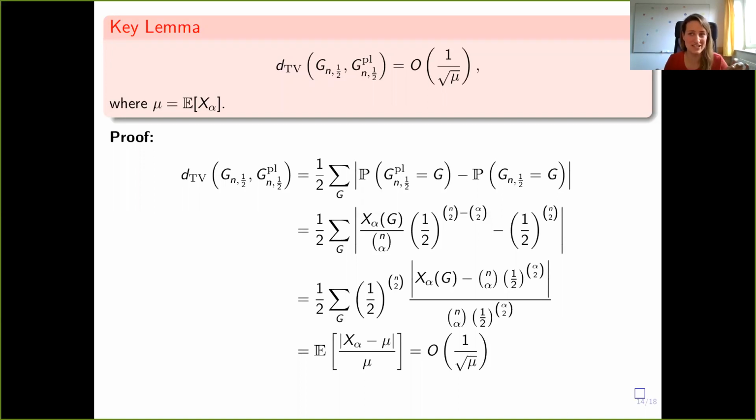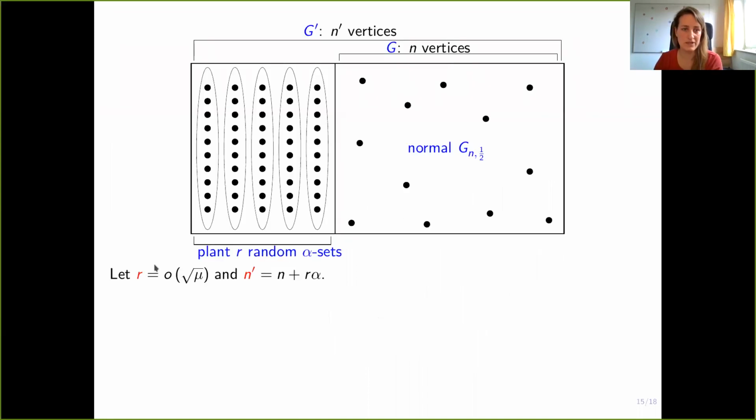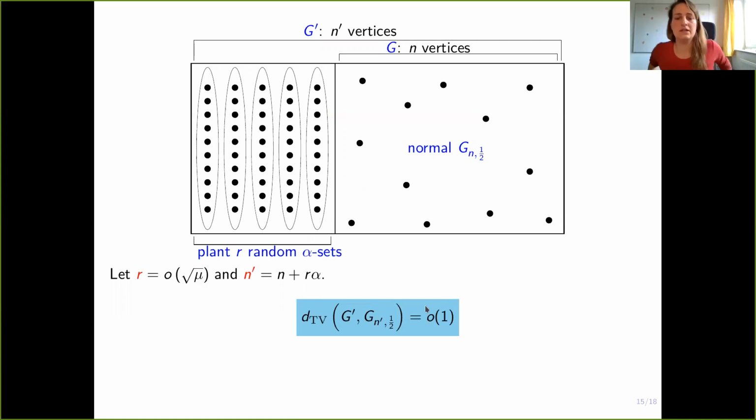If you've stopped paying attention, you can maybe now start paying attention again. Okay, so why does this help us? We know if we plant one alpha set in the graph, the difference between the random graph models is of order 1 over root mu. And I hope that makes it plausible that if I plant little o of root mu of these sets, then the total variation distance between the result and the normal G(n', 1/2) is little o(1).